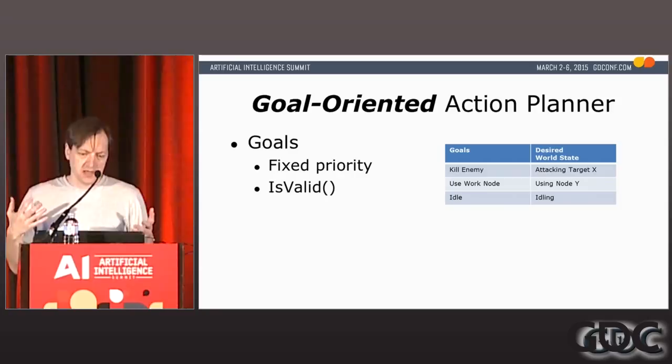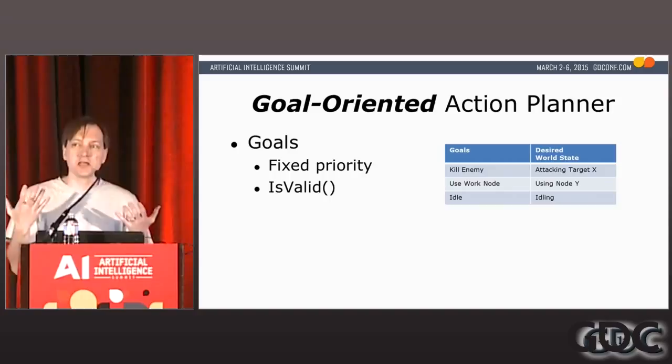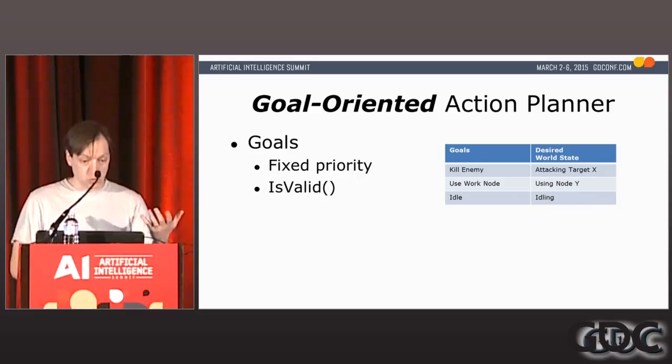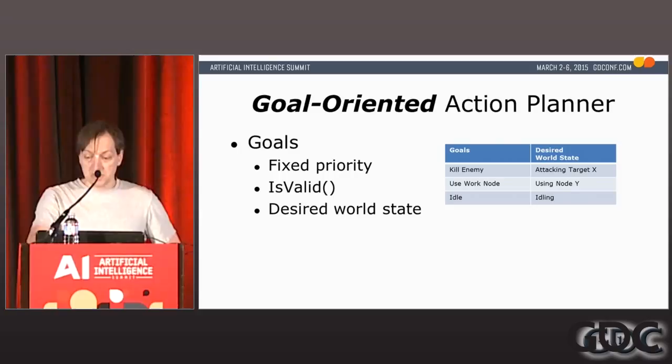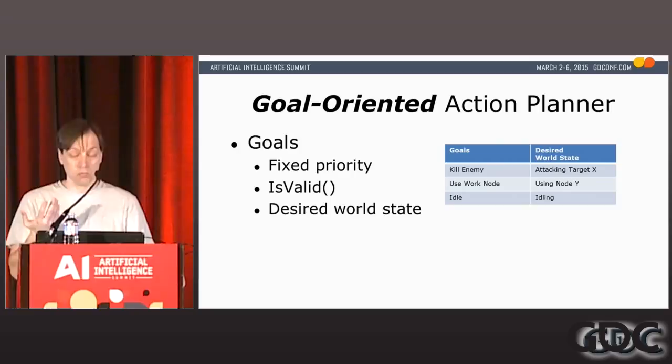The kill enemy goal up there, you'll see there's no sense in trying to kill an enemy if the AI doesn't know where an enemy is. So is valid makes some very quick, simple tests to see if the goal should be pursued. If it should be pursued, the goal declares what we call a desired world state. I'll get into what this world state is, but it should be obvious. It's a way of communicating what the goal wants the AI to do.